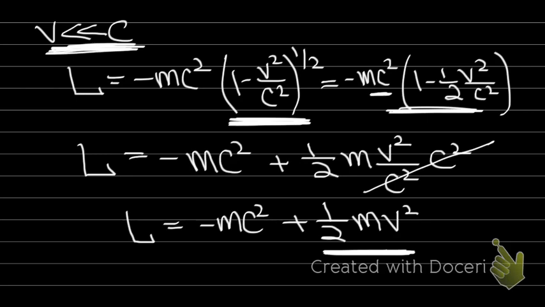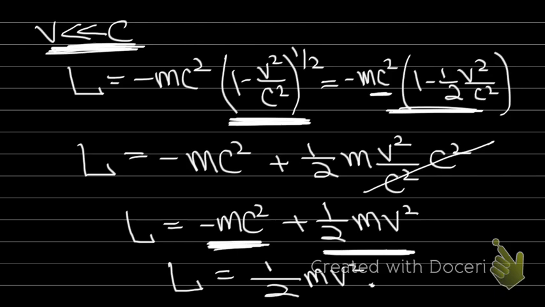And so this would have no effect when we want to compute the equations of motion from the Euler-Lagrange equation. So we can obviously ignore this term, negative mc squared, and write our Lagrangian directly as half mv squared. I hope why we are ignoring this negative mc squared is clear to you now.